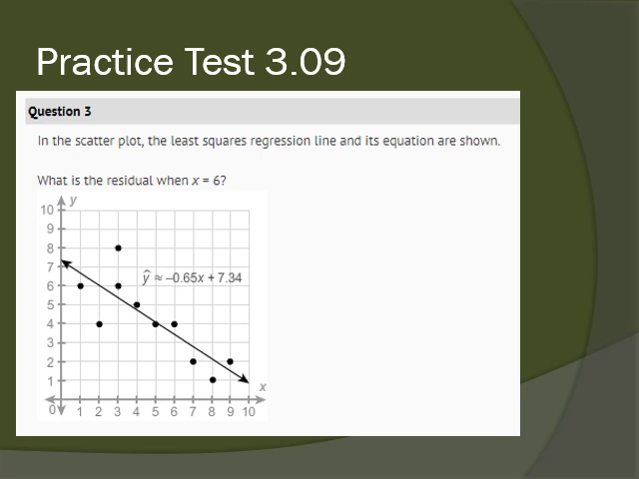So I said we had 4, and then minus the line value, which was about 3.4. If I subtract those, you would get 0.6. So the residual for that point is 0.6. And if it helps, I'm going to go through. These ones would all be positive, and then these ones down here would be the negative ones.